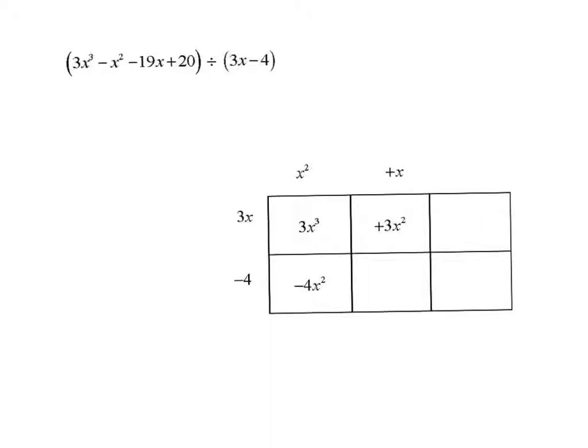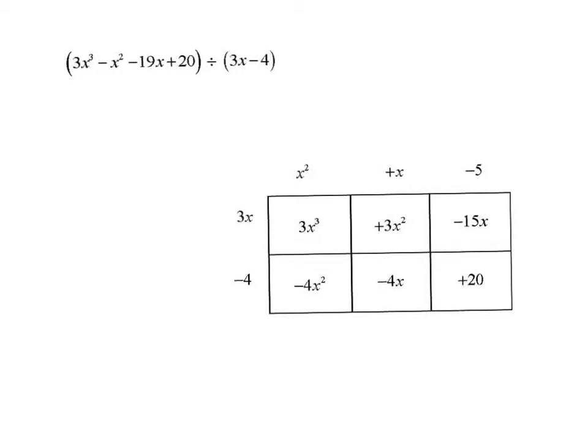You can probably see how this is starting to work now. If this is positive x and this is negative 4, we need negative 4x in here. And the negative 4x is part of the negative 19x. The rest of it is over here, so that would be negative 15x. That tells us that up above that we have to have negative 5, and therefore the number in the corner is positive 20.